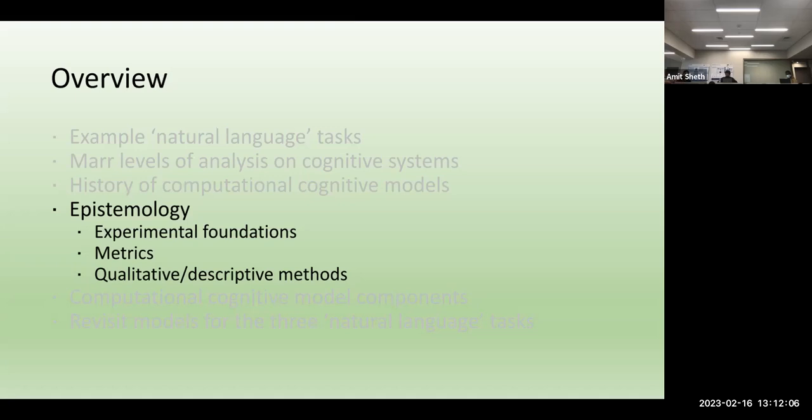So we're going to look at the primary framework for understanding human capability, which is the experiment. We'll talk about metrics of human behavior. And then I'm going to spend some time on qualitative and descriptive methods and tell you which ones are sort of favored and which ones are not.